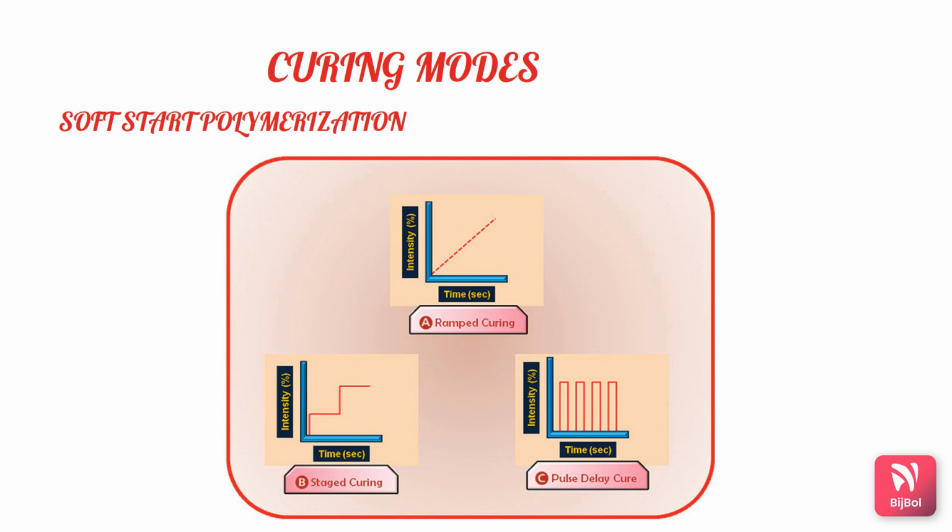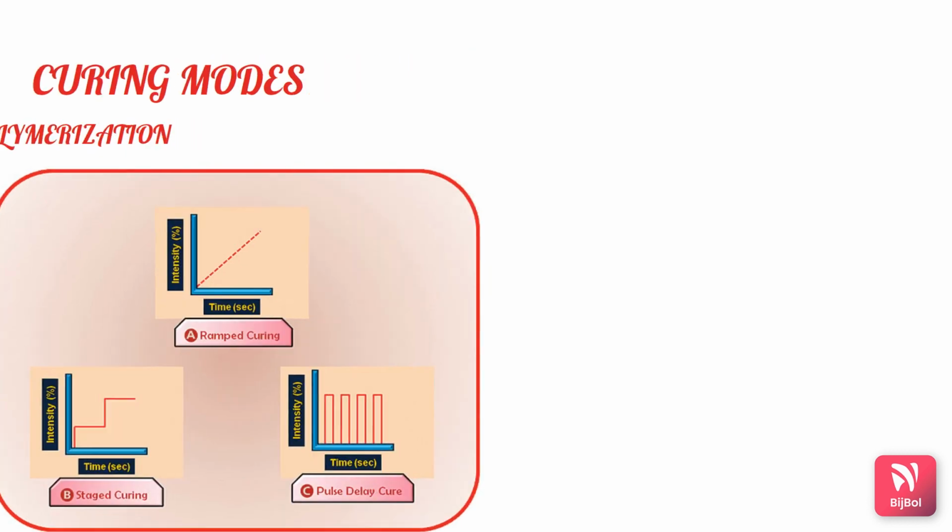Now we'll see the staged curing. In this, low intensity is applied for a determined period followed by high light intensity for a certain additional period. And the pulse delay curing is a low energy pulse initially followed by a waiting period of 3 to 5 minutes for strain relief, during which the composite is finished and polished.